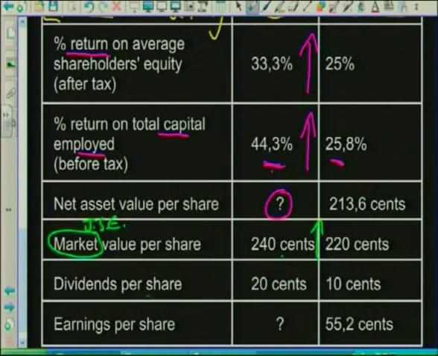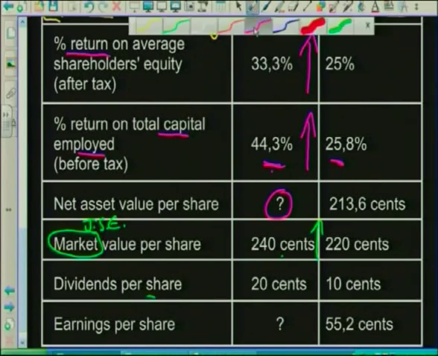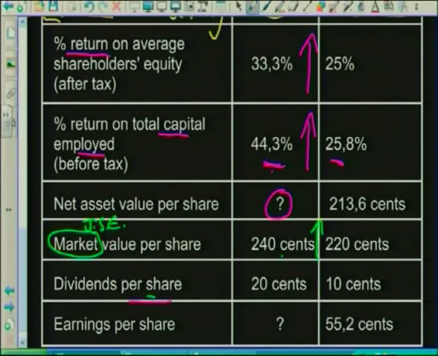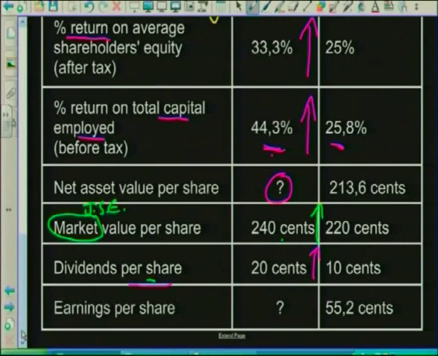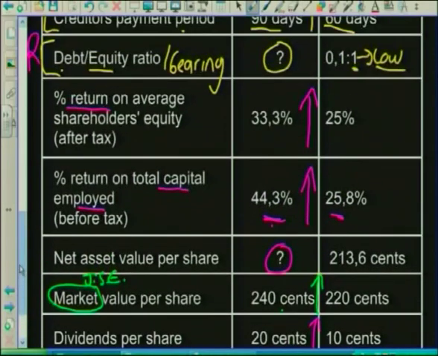Dividends per share, our next ratio, let's just go back to another color. Dividends per share, we've got 2008, 20 cents, 2007, 10 cents. So again, shareholders have obviously received more dividends for the 2008 financial year. And then finally, earnings per share is our very last financial indicator that is given to us. 2008 not given, so we're going to have to calculate this at some point in the question. 2007 given to us at 55.2 cents.